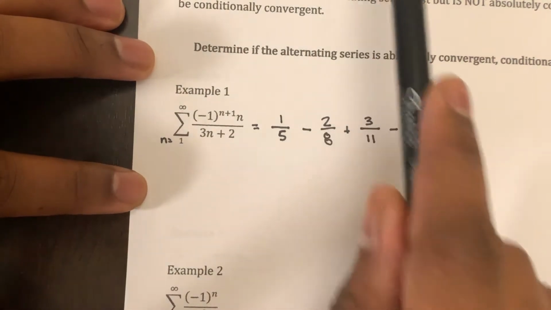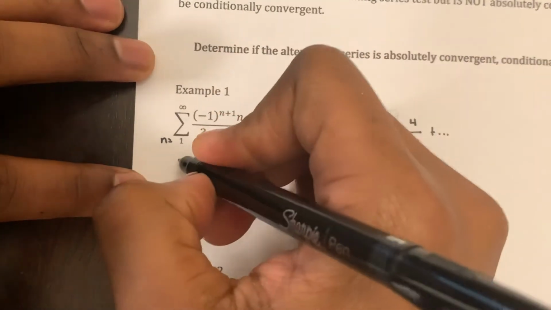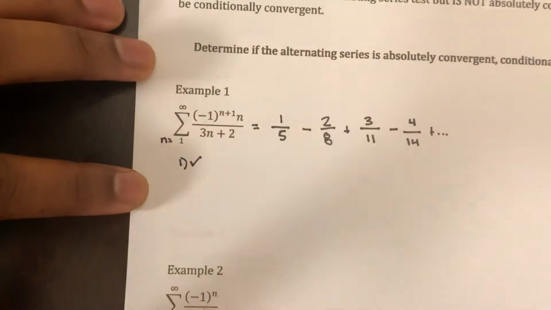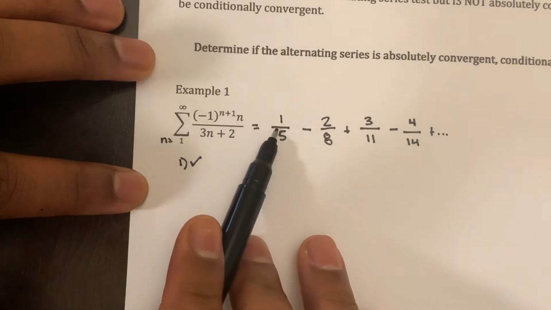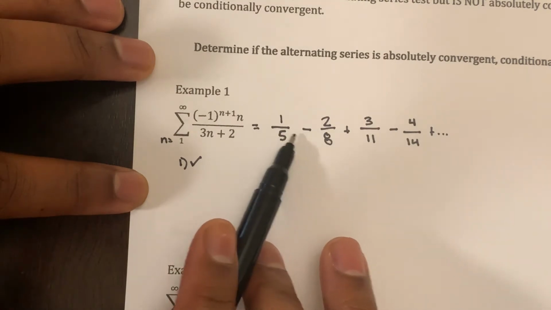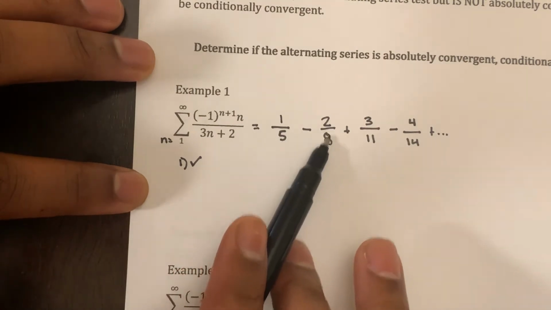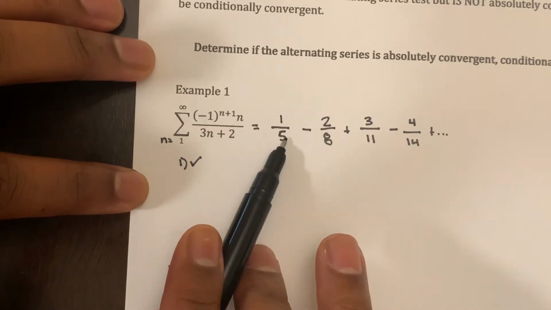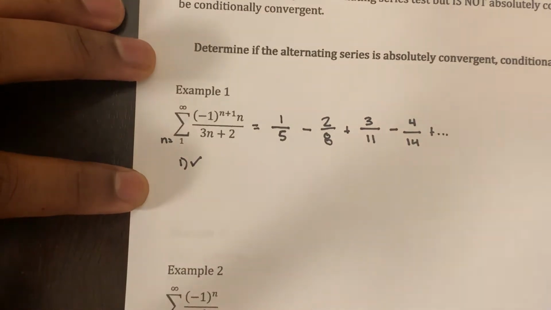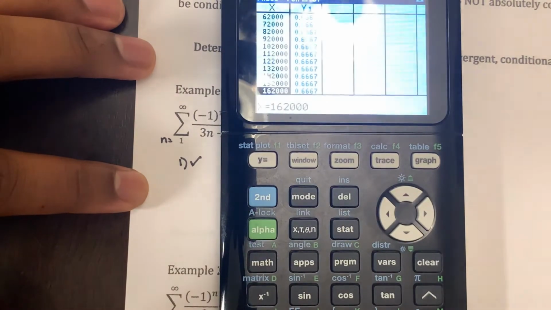So the terms of the series alternate in sign. We're just going to write 1, 2, and 3 and check them off. So 1, they alternate in sign. Is 1/5 less than 2/8? Well, that's 1/4, and that's 0.2. So 3 over, we can check this on a calculator pretty quickly.